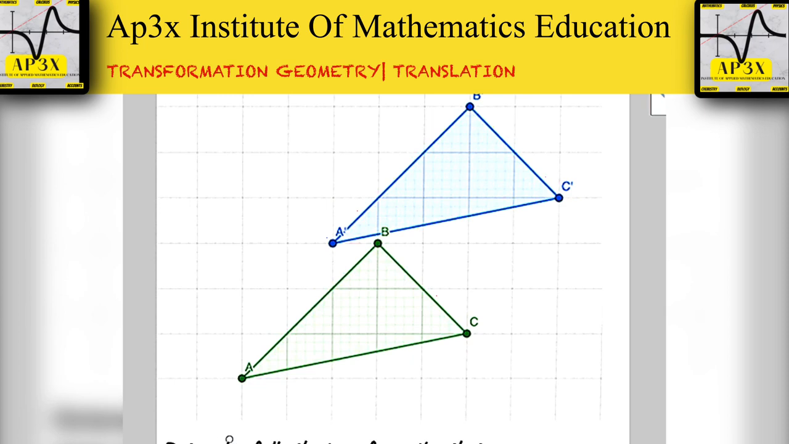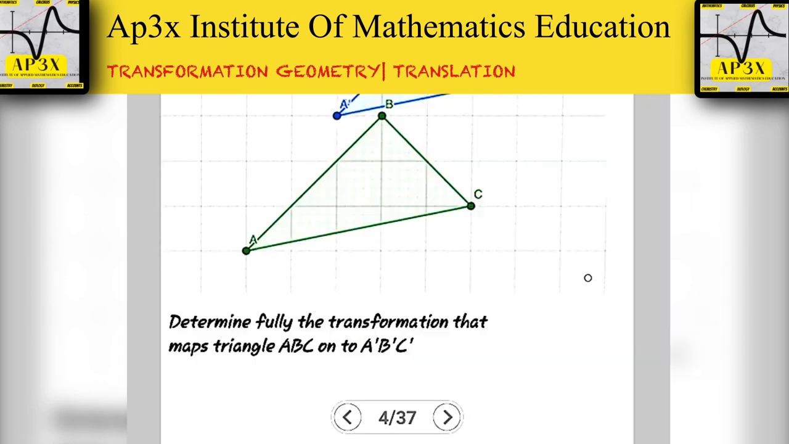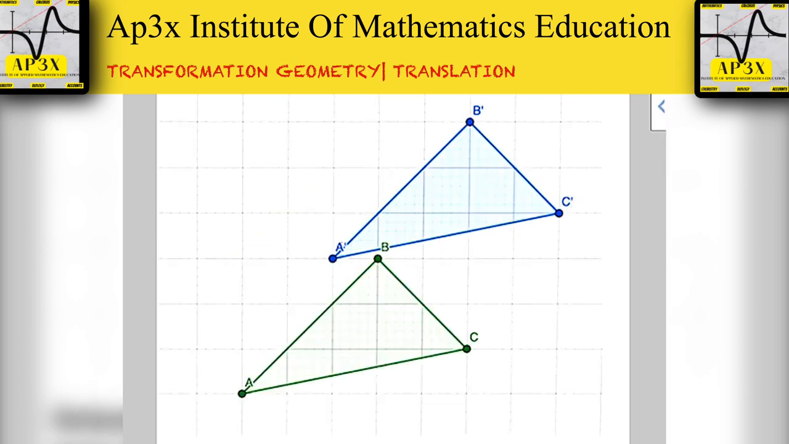And so here we are. Let's say that this was the question that was given to you. You're asked to determine fully the transformation that maps ABC, which is the green triangle, onto A prime, B prime, C prime. Now, the description of this particular transformation requires you to not just name the type of transformation, but for example here, for translation, you must state the vector that moved the object onto its image.